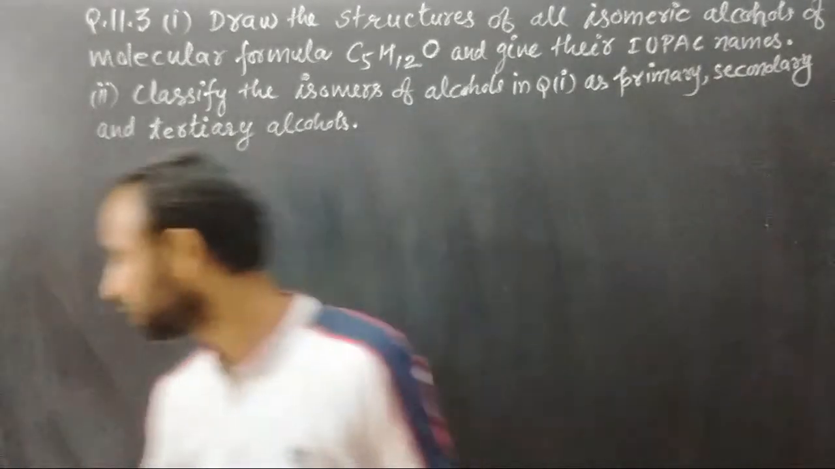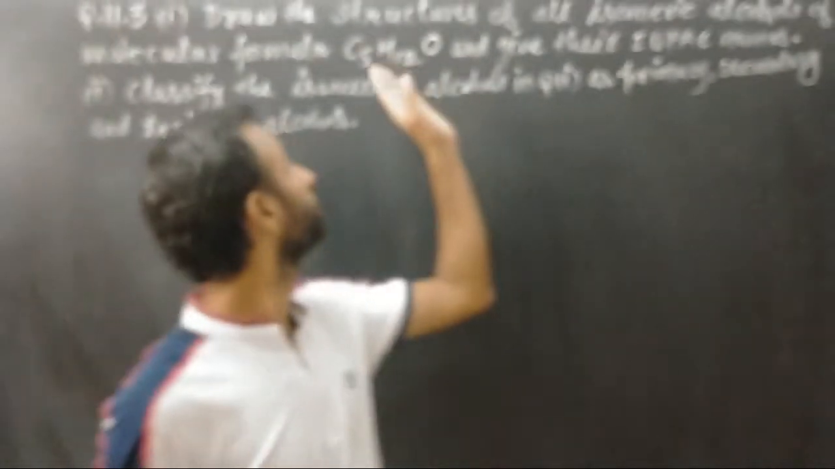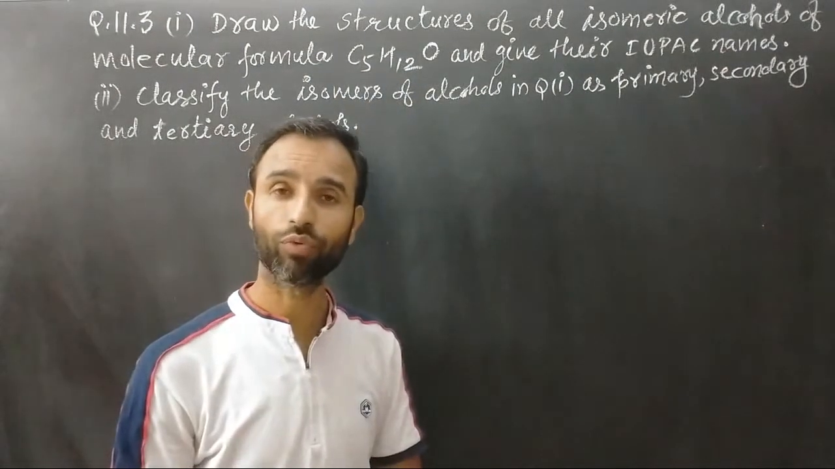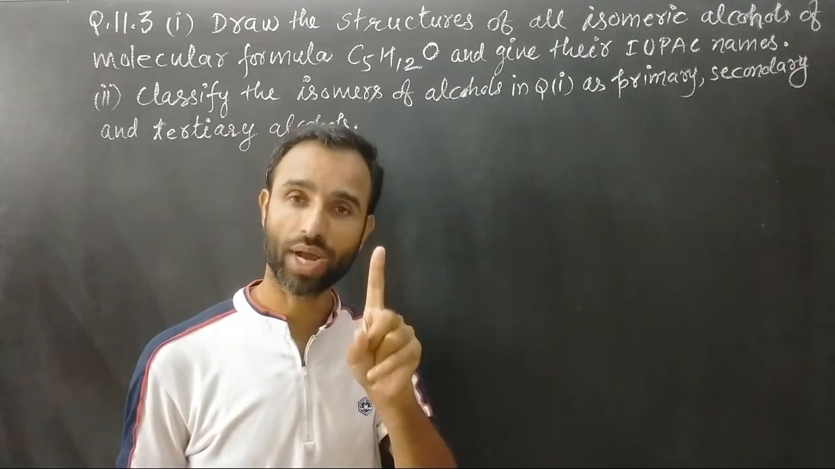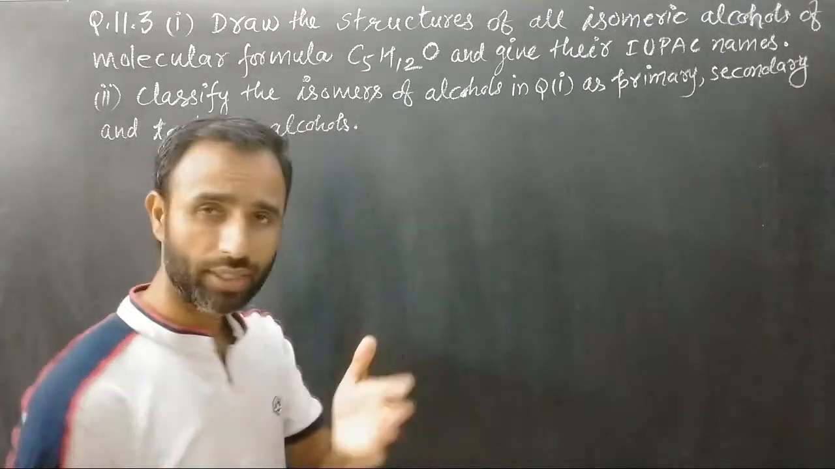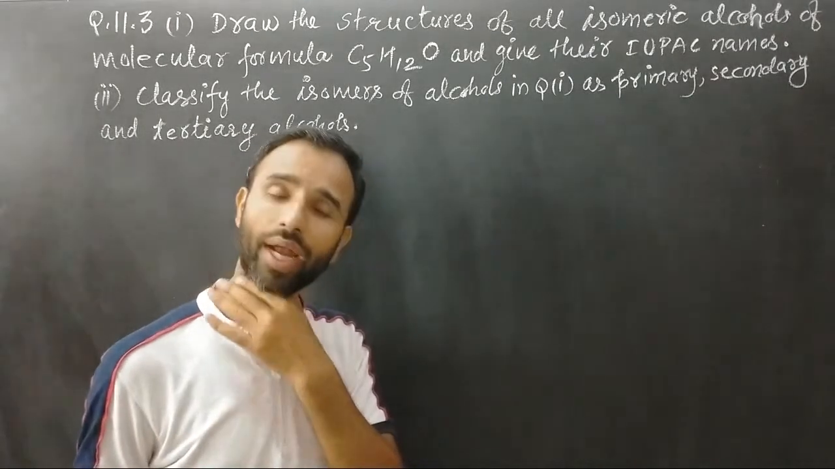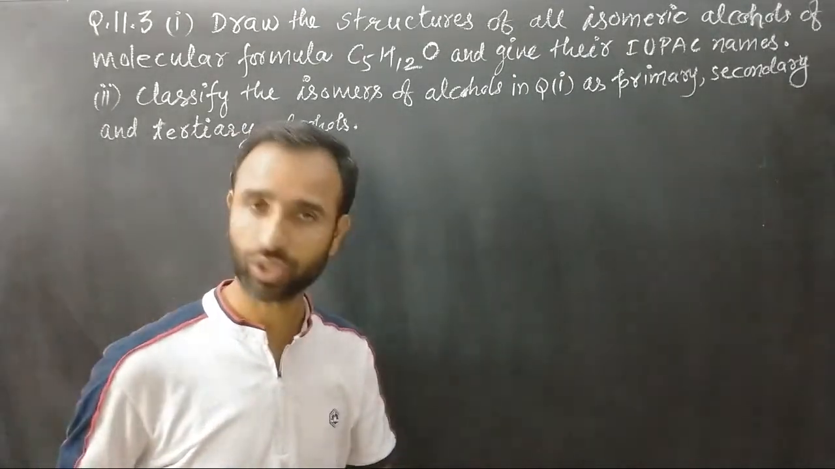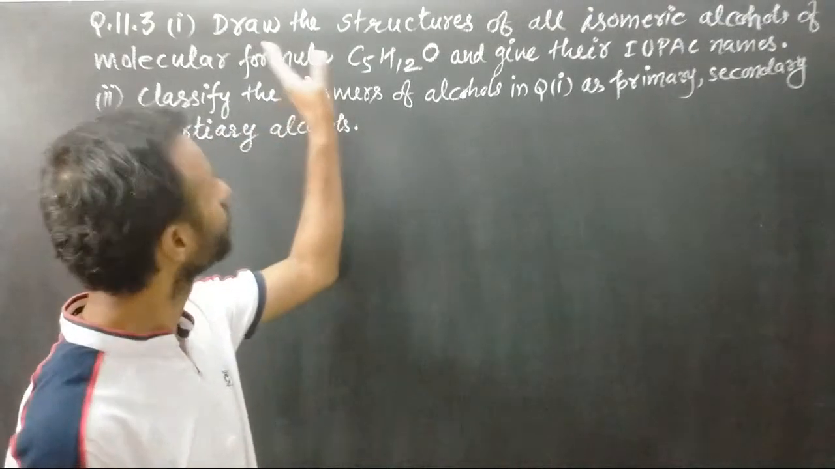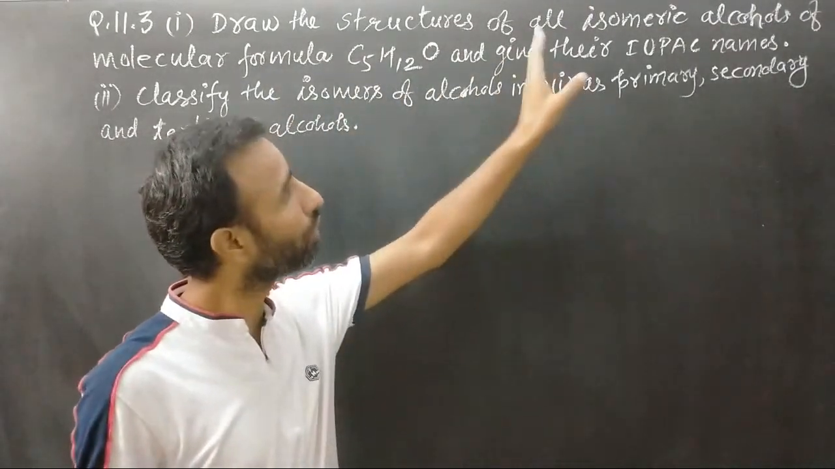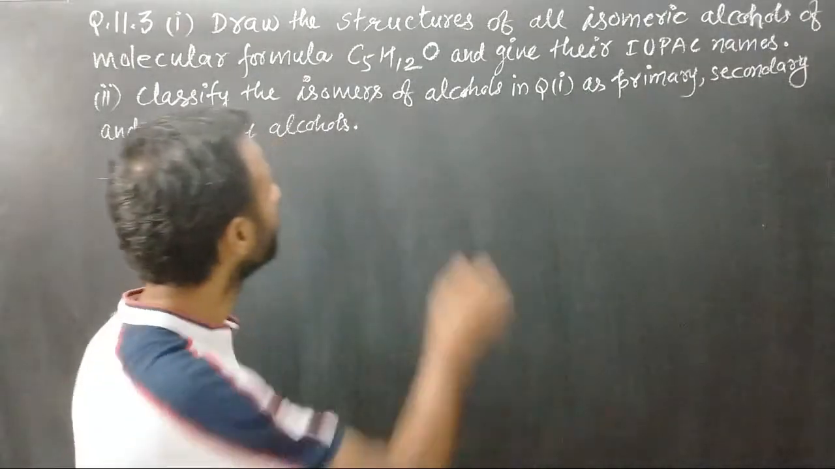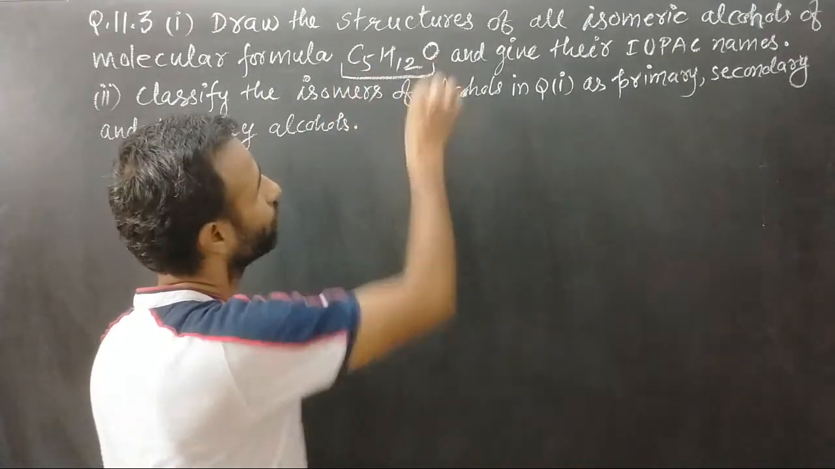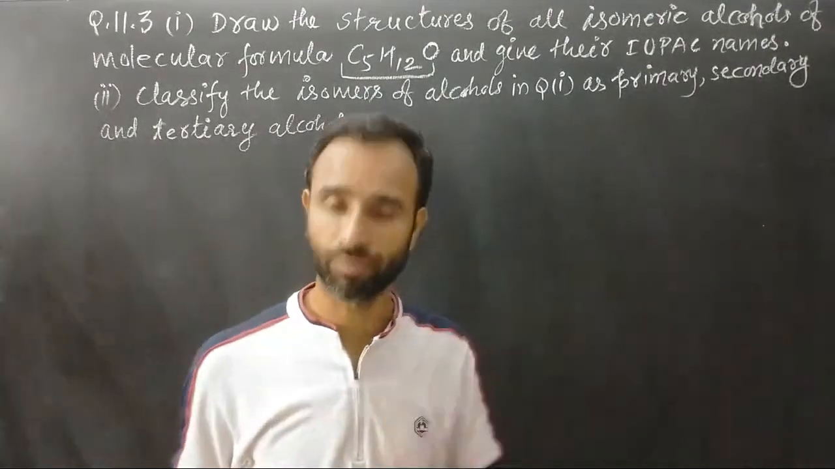Okay, so question number 3 of alcohol, phenol, ether. In the last lecture we completed questions number 1 and 2. They are related to IUPAC names and structures. Now, draw the structures of all isomeric alcohols of molecular formula C5H12O. That means this question is related to isomerism.